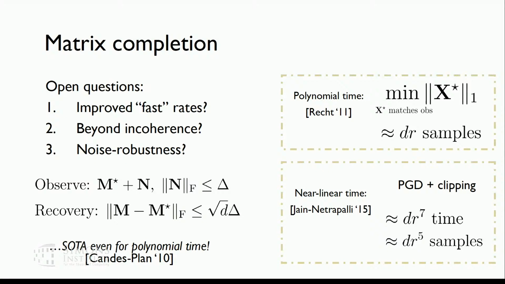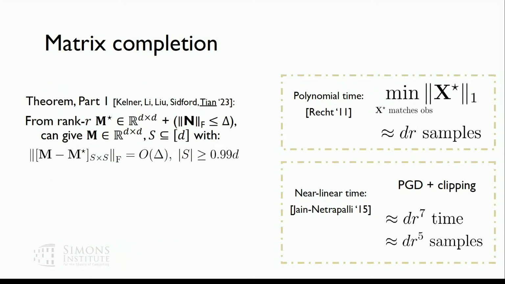Okay. So our results are best phrased in 2 stages. The first stage of our results is: given a rank R matrix M star, note that I make no assumptions about incoherence or anything like this, plus some Frobenius norm-bounded noise, I can give you a matrix M that recovers M star to error O of delta. Not quite. It recovers it to error O of delta on a 99% by 99% of all rows and columns.